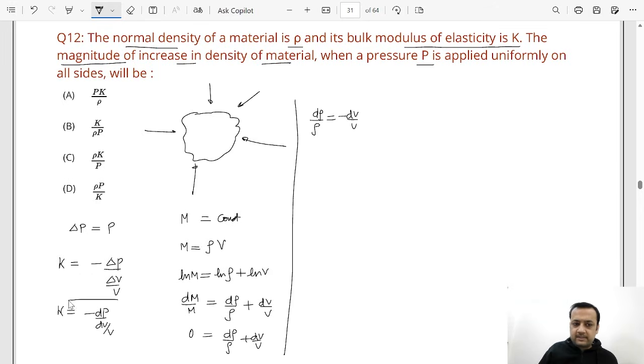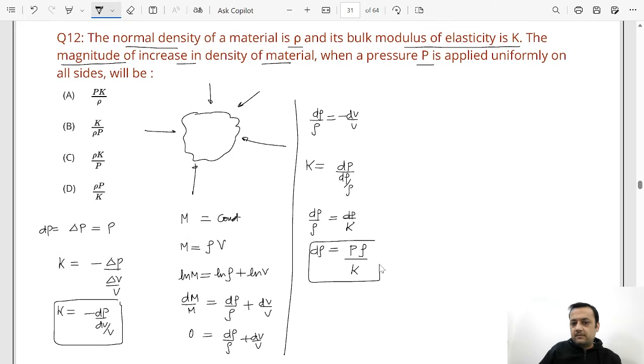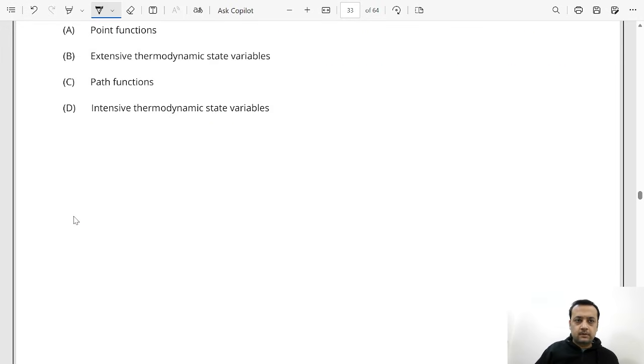So if you look at this expression, the bulk modulus will become, the minus will be gone, and minus dv by v will become d rho by rho. So d rho by rho becomes dp by K. And dp, as I said, whether you write dp or delta p, it will be same, so that will be P. Like you can say dp is equal to delta p is equal to P. So dp becomes P, and this rho will come in the numerator and K will be in the denominator. So this will be the change in the density, rho P by K. So rho P by K, option D will be the correct answer for this question.